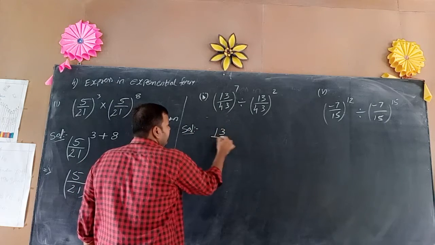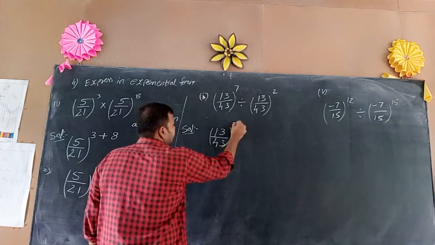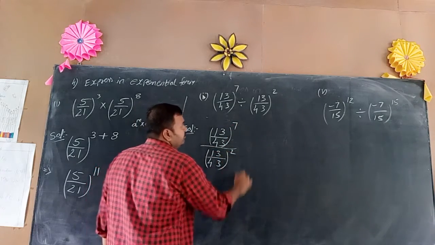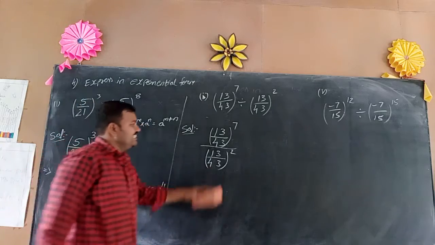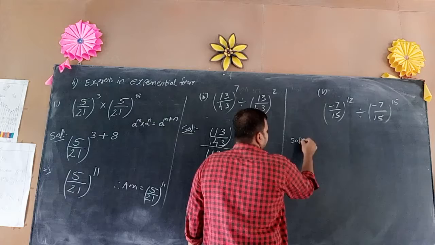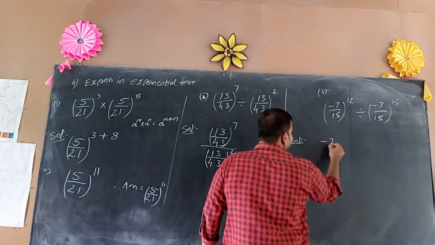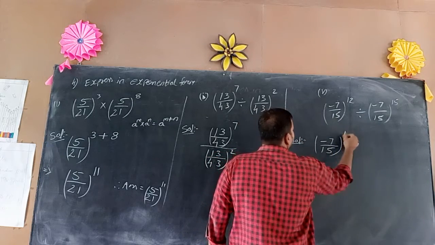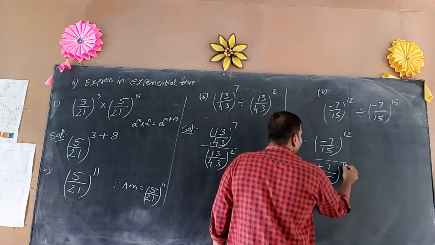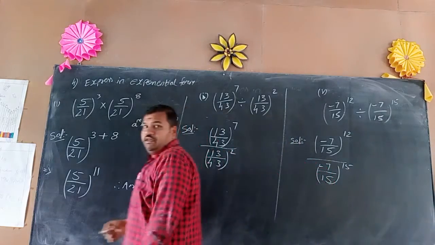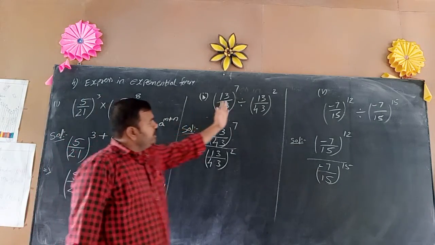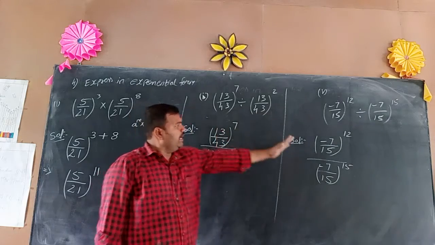13 by 43 whole to the power of 7 by 13 by 43 whole to the power of 2. This is the sum here. Again, the same kind is here like this. Bases are same. So minus 7 by 15 whole to the power of 12 by minus 7 by 15 whole to the power of 15. In these two, we have to observe something. Both are division forms.